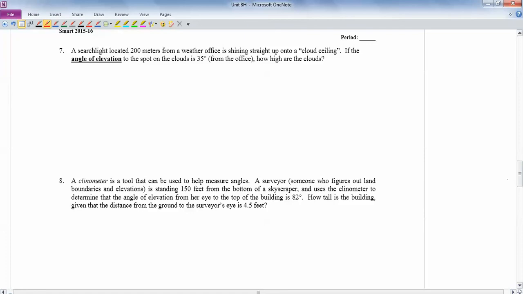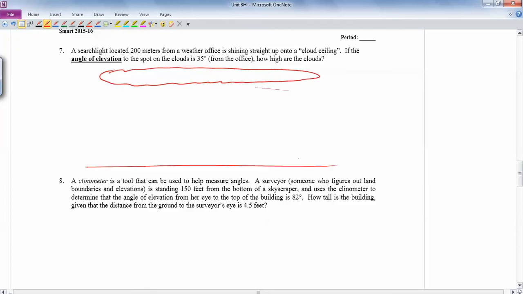So one of the things, cloud ceiling, is when it's overcast and you look up at the sky and you can kind of see that the clouds look pretty flat overall. So they're all roughly at the same height. And so one of the ways that you can detect how high up the clouds are is you shine a little spotlight straight up onto the clouds. And then not right underneath the spotlight, you actually have a little weather station.